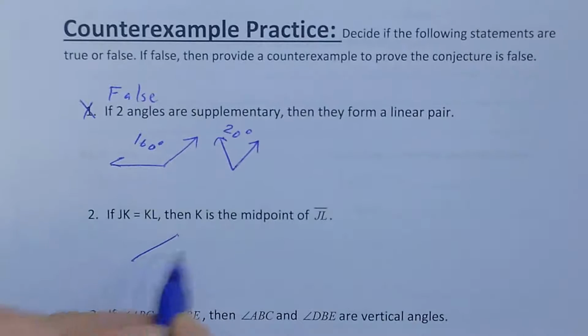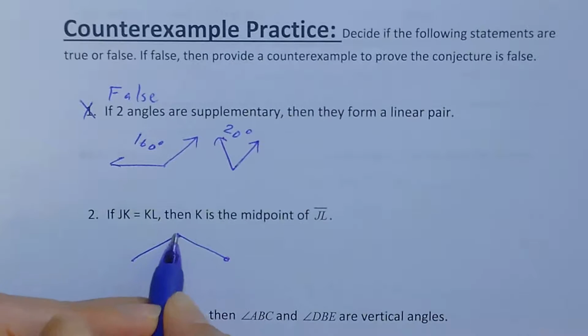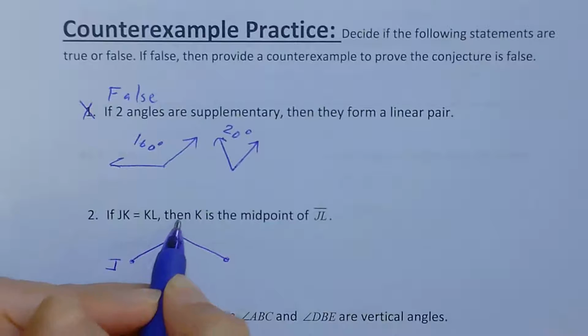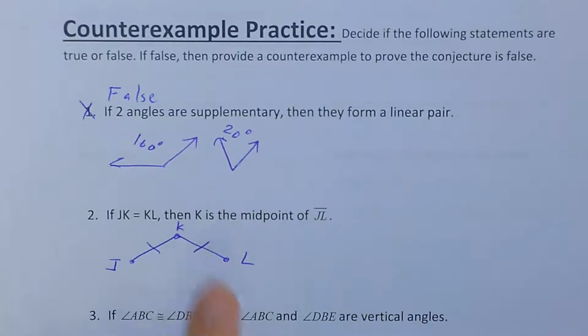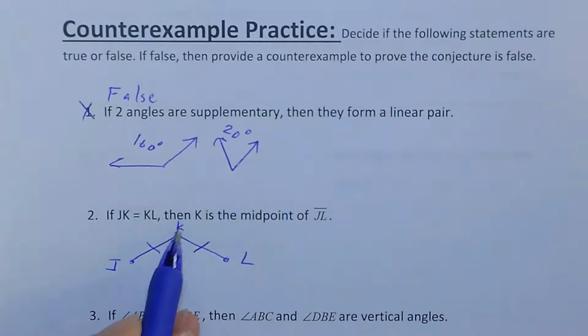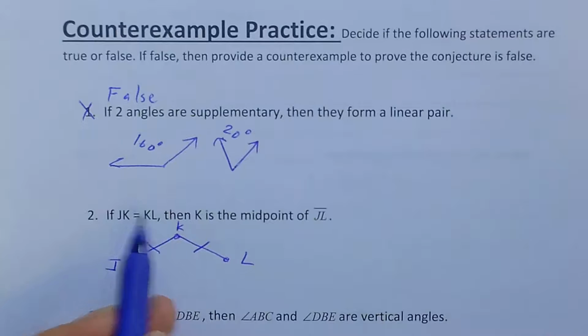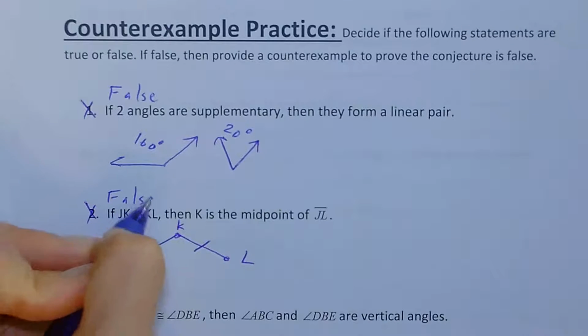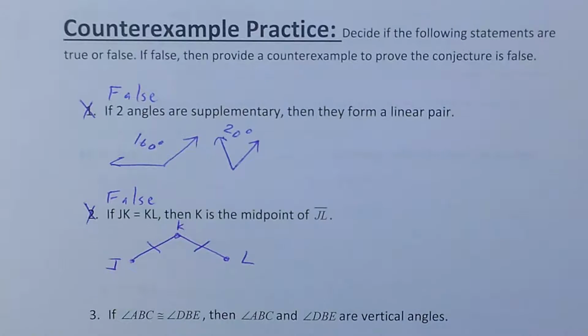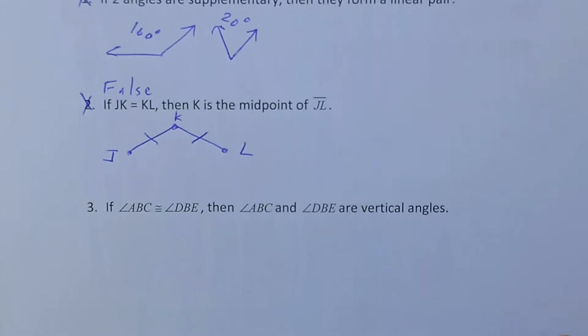Okay, so I'm going to think of a way that I could draw this where JK was equal to KL. So I'm going to tick them to show they're equal. But is K a midpoint in this case? No, because it bends. It's like an angle. So to be a midpoint, you have to be in the same line with each other, and these are not. So this would be a counterexample to that conjecture, which would prove me false, which would mean that this is a bad conjecture because the counterexample proved me wrong. All right? Okay, last one.